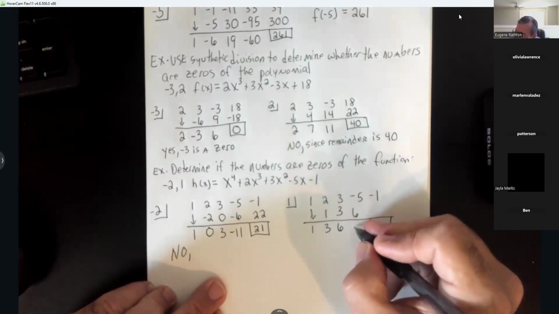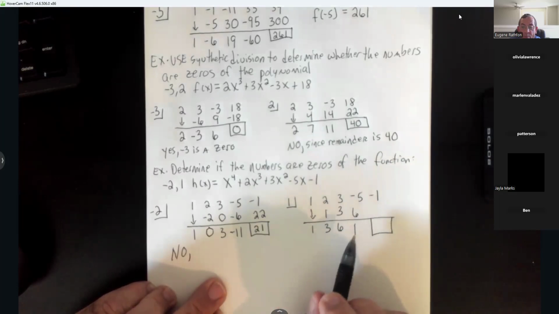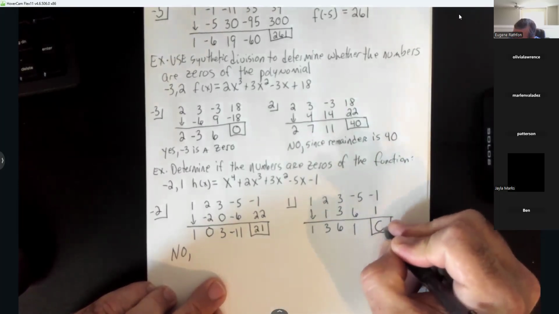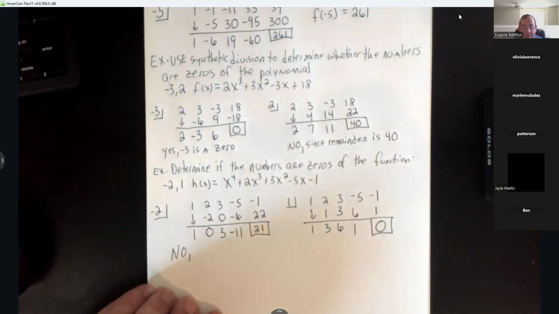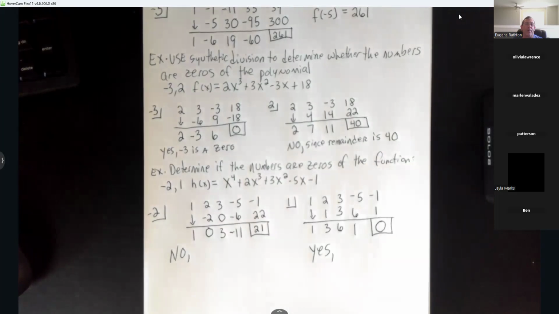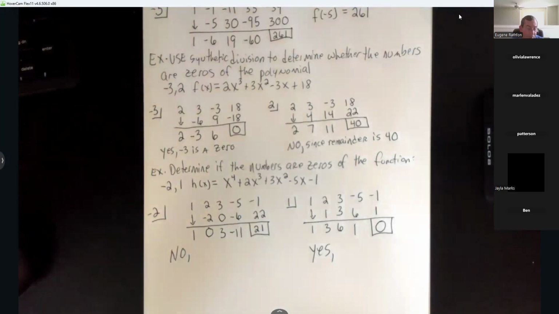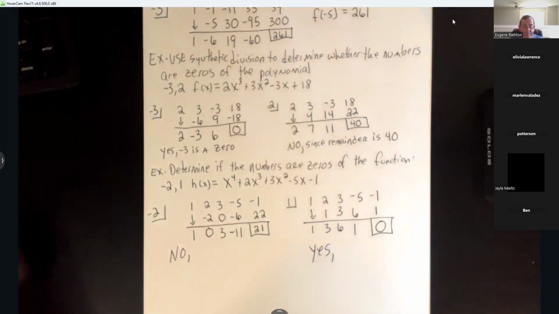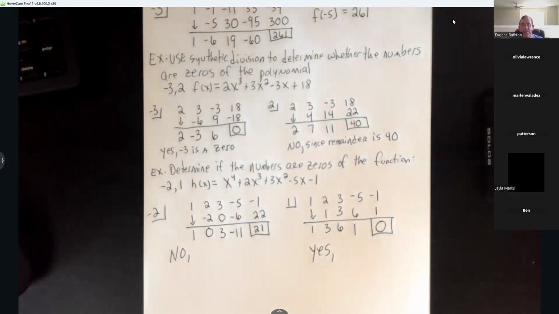Negative 5 and 6 is 1. Good job, Ben, because 1 times 1 is 1. Added the negative 1, gave me a 0. So good job. So y'all, really, this synthetic division is not bad. Once you follow them steps, you're good to go.